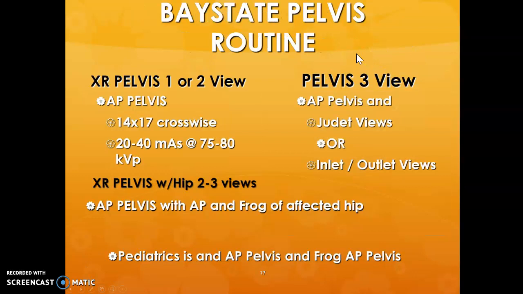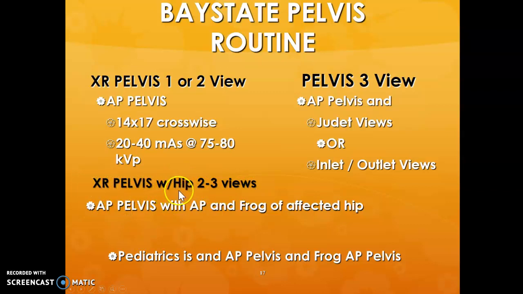Base state pelvis routines, you have a few options. So the routine pelvis order will say 1 or 2 views, and this is usually 1 view of the pelvis. You're going to do 14-17 crosswise. Here's some basic CR pelvis technique, right? If they order a pelvis and a hip combination, it should look like this.